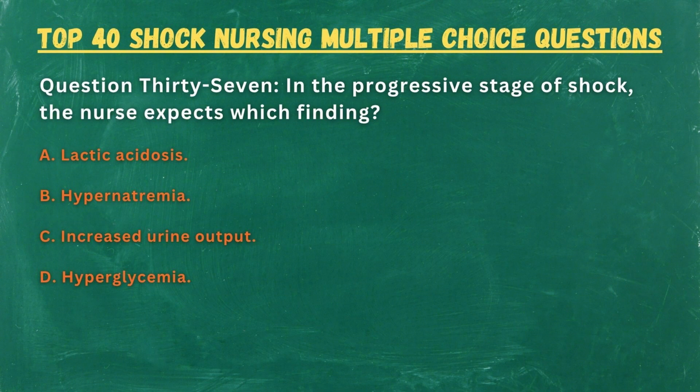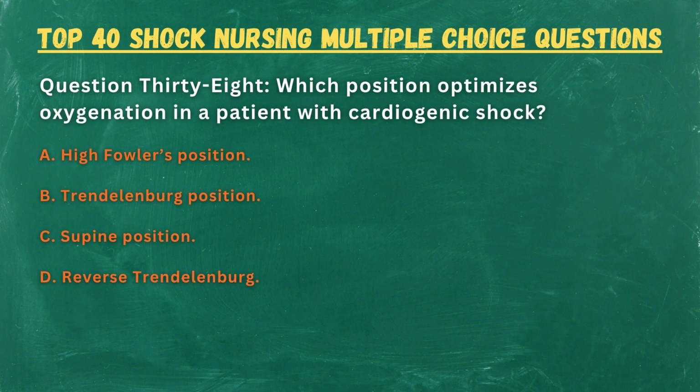Question 37. In the progressive stage of shock, the nurse expects which finding? A. Lactic acidosis. B. Hypernatremia. C. Increased urine output. D. Hyperglycemia. Answer: A. Lactic acidosis.